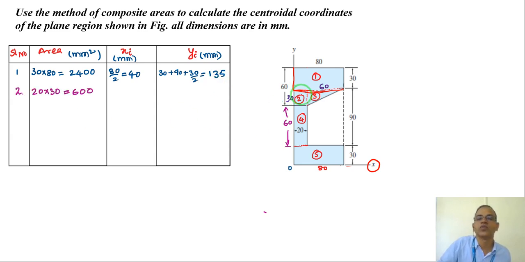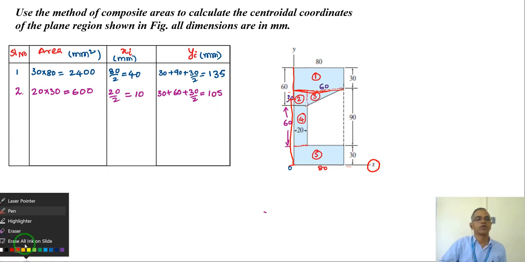Now the second area, which is a small rectangle. Total 60 is given, this 30 gone, so the remaining is 30 and this is 20. So area is 20 into 30, right? Again along the x-axis, this is 20 by 2, 10. In the y-axis, 30 by 2 is there, but from where? From the bottom, that's important, from here. So from here how much? 30 plus 60 plus 30 by 2. It is 105, which is very important.